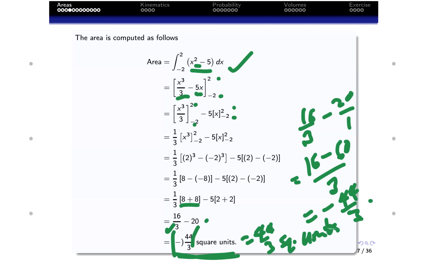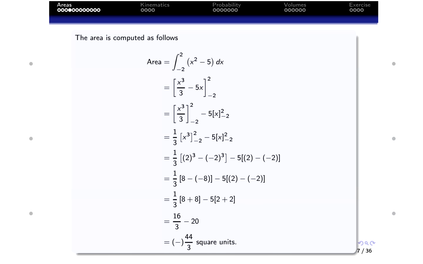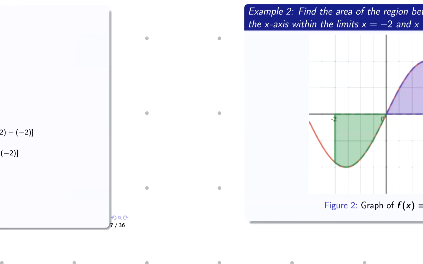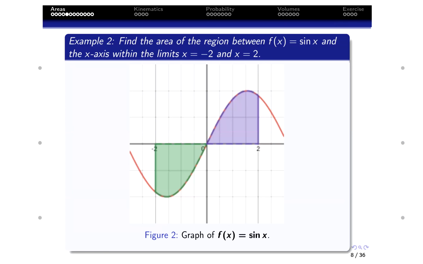So the kind of integral you're going to evaluate depends on the unique situation you have. That's why it's always important to sketch the curve first of all. So look at what happens here. You want to find the area of the region between f of x equals sine x. You already know that sine x is sinusoidal. It passes through the origin, reaches the peak of 1, and then it goes down, reaches minus 1, and it keeps going like that.